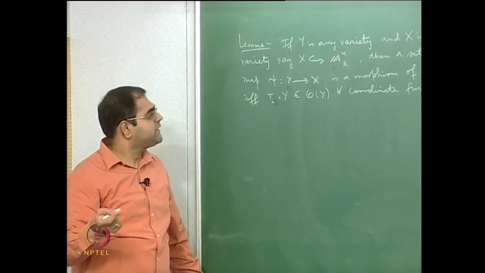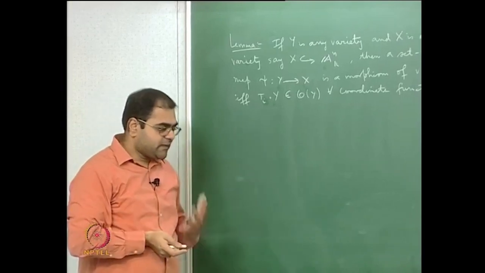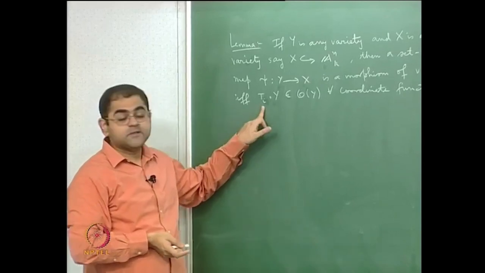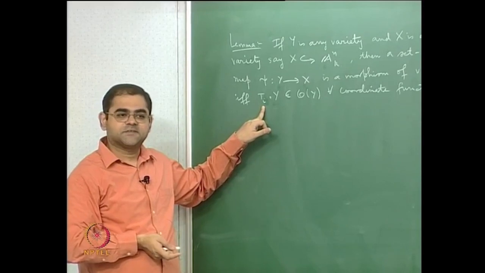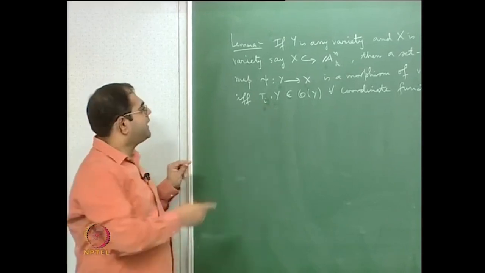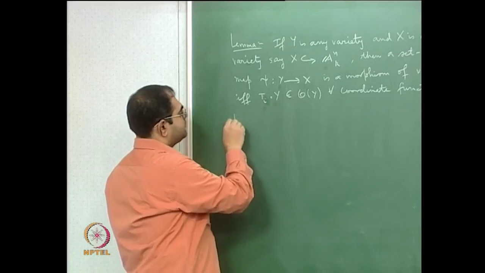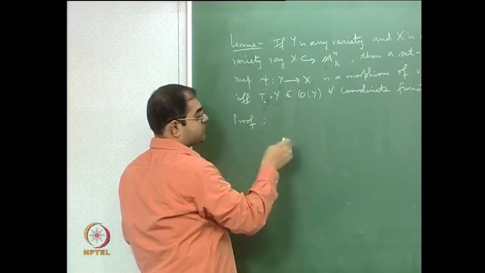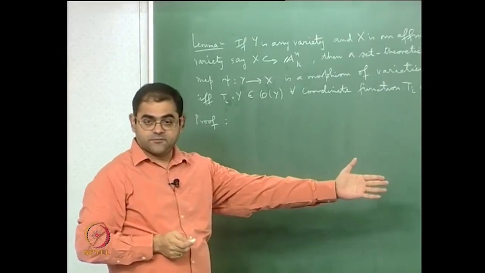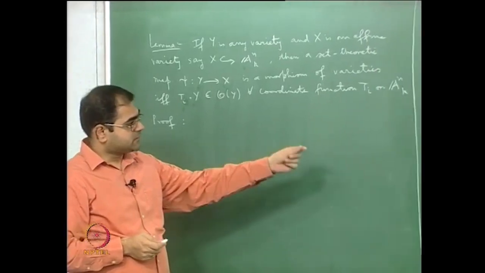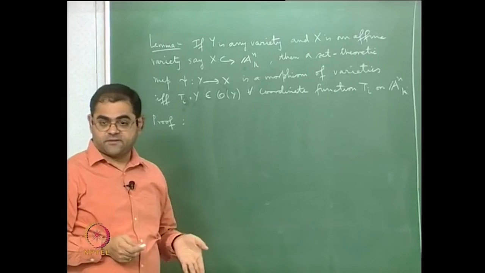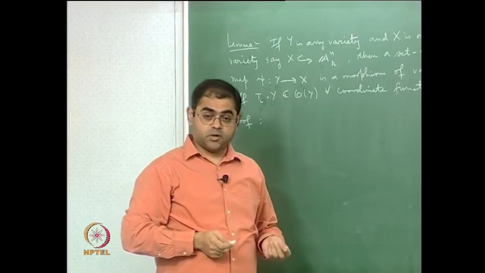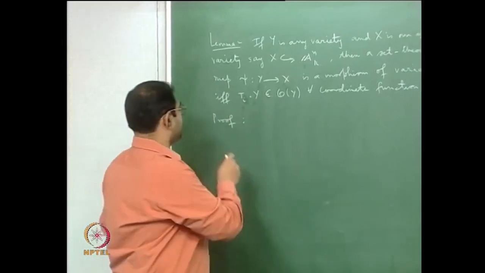So it's a very beautiful statement. It says a set theoretic map from any variety into an affine variety is a morphism if and only if it pulls back every coordinate function to a regular function. That's what it says. Okay, the proof is actually already contained in the earlier proof that I gave you, in the proof of the statement that morphisms into an affine variety correspond to k-algebra homomorphisms from the ring of polynomial functions on that affine variety. Nevertheless, let me repeat it.